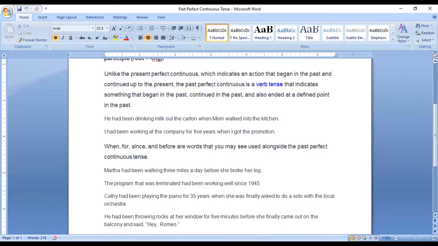He had been drinking milk out of the carton when mom walked into the kitchen. I had been working at the company for 5 years when I got the promotion. When I got the promotion, my working in the company stopped. It means for a long period the action happened. After that, my work stopped, I got the promotion. A lot of examples we can say.